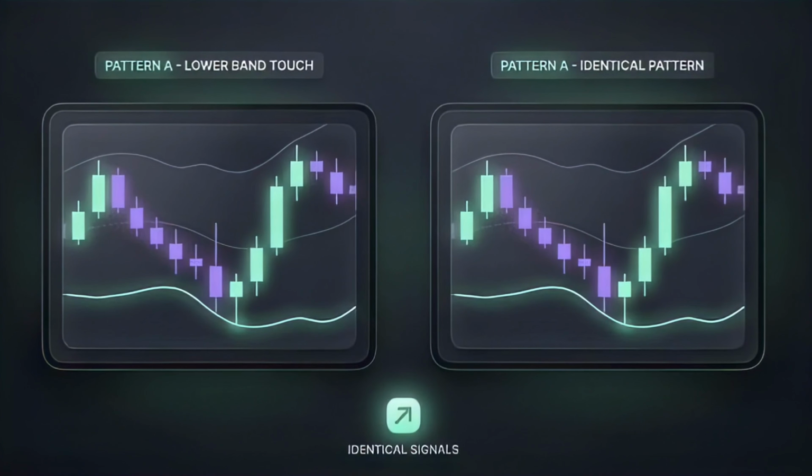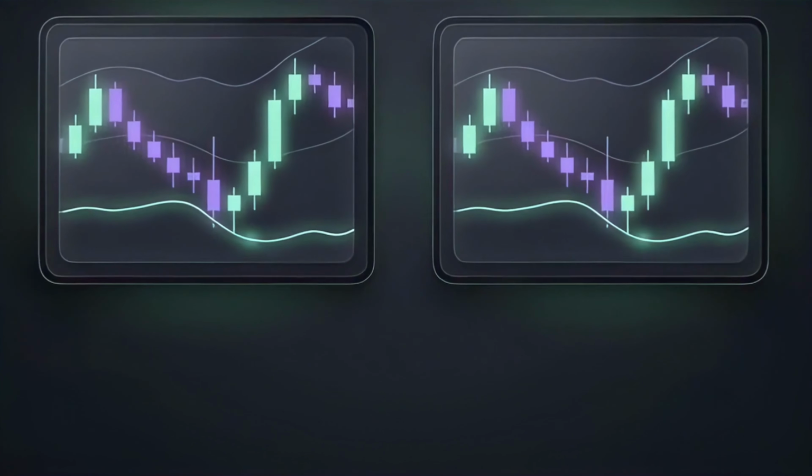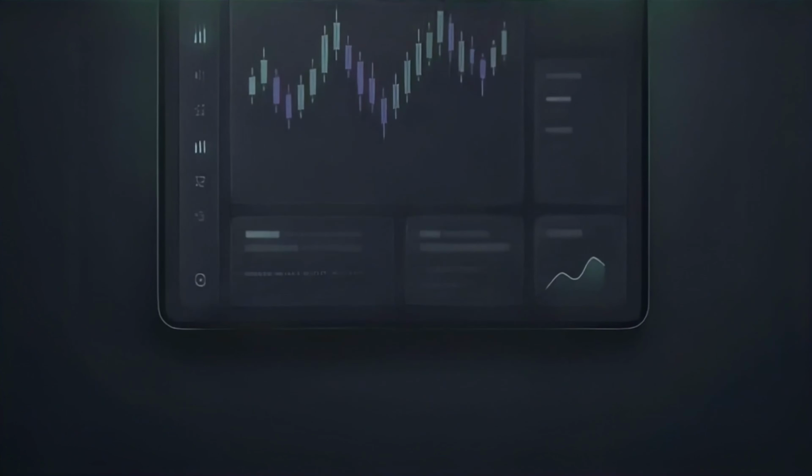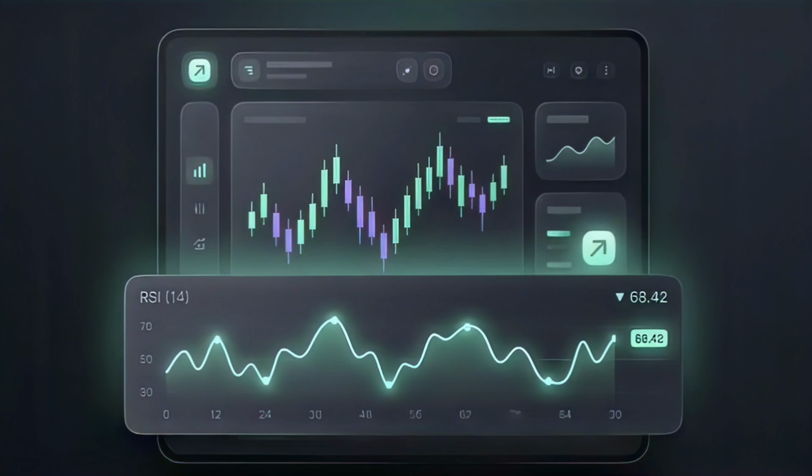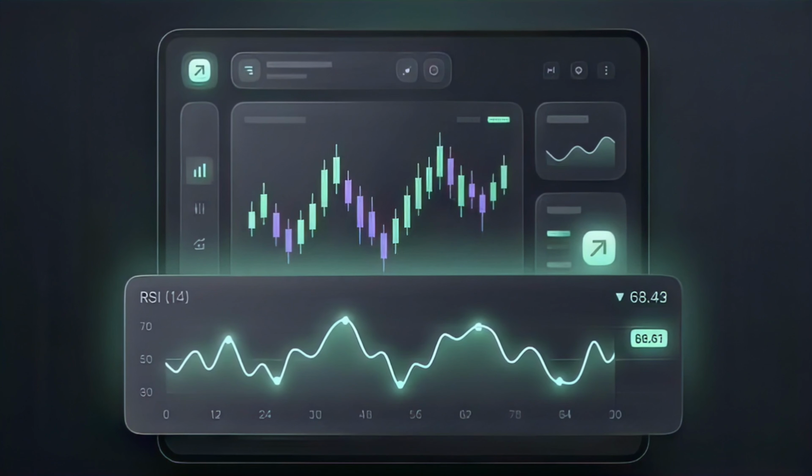The band alone cannot tell those two apart because a band tag in a quiet range and a band tag in a hard trend look identical in the moment. You need a second tool to tell you whether the buyers are actually stepping in, and that is the entire job of the strength index here.